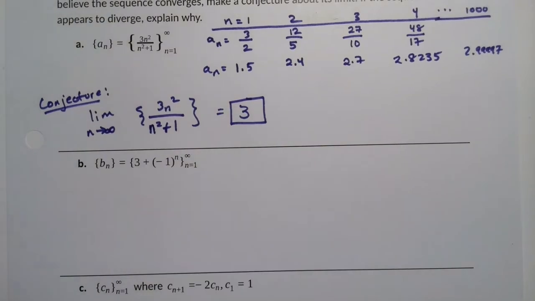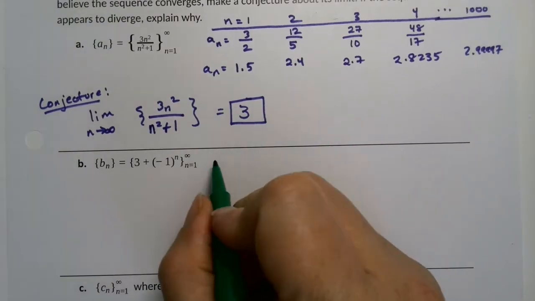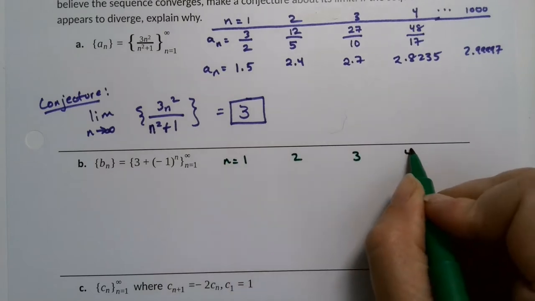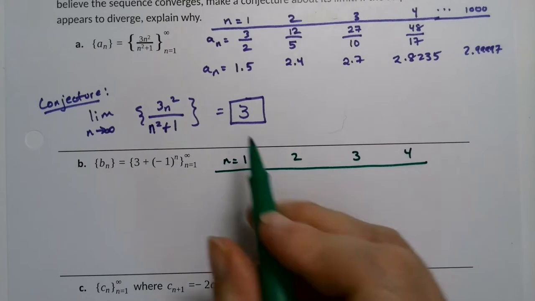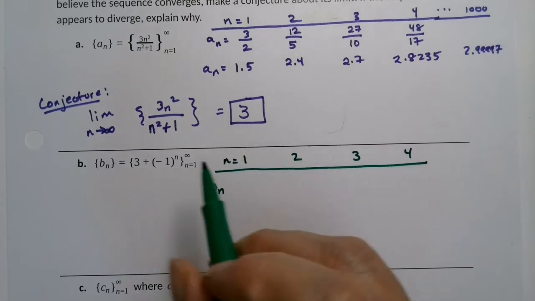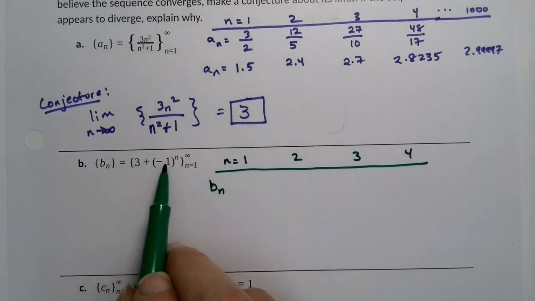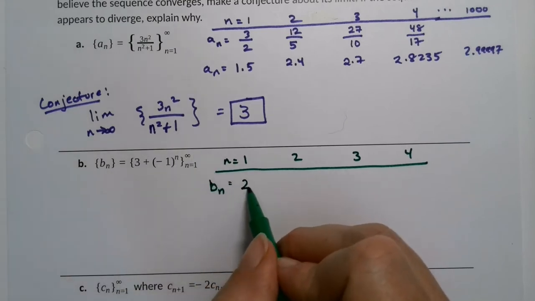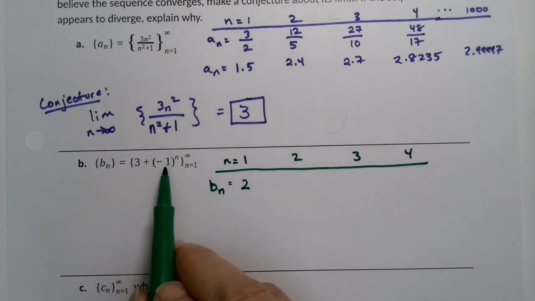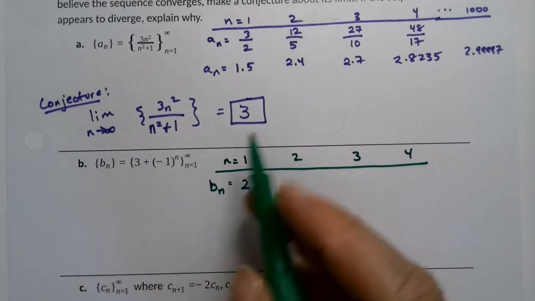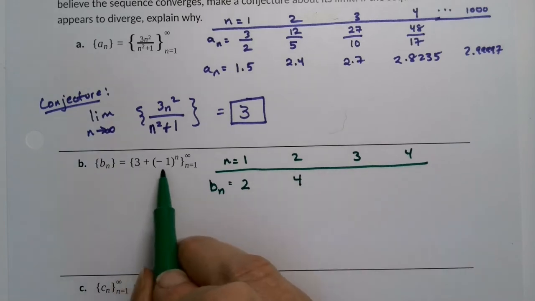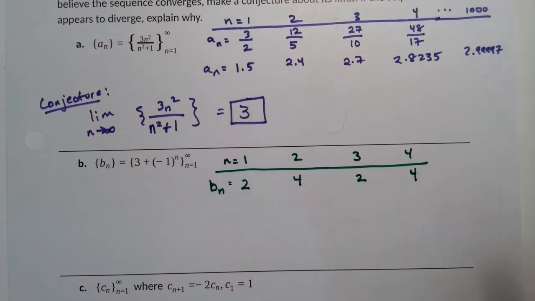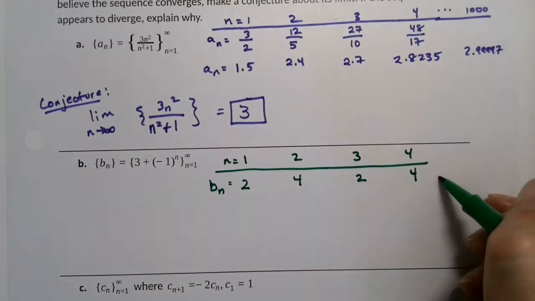All right, so for this middle one, when n is equal to 1, 2, 3, 4, let's see what's happening. B sub n is 3 plus negative 1 to the 1. Negative 1 to the 1 is negative 1, so that would be 2. 3 plus negative 1 squared: negative 1 squared is positive 1, and 3 plus 1 is 4. 3 plus negative 1, because negative 1 to the 3 is negative 1, is 2. Then 4. And it's just going to keep going forever.